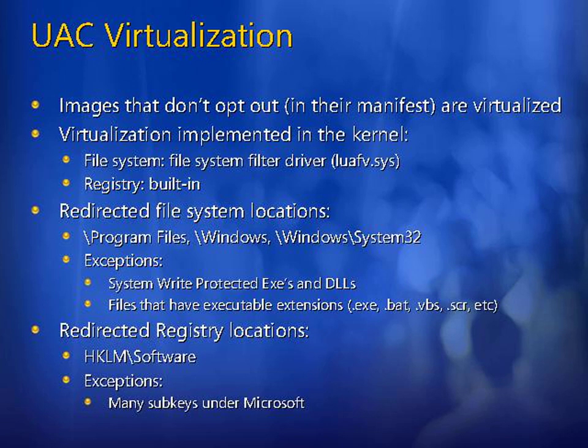That all works because of UAC virtualization, which is done at two places. For the file system, a new file system filter driver, luafv.sys, and in the case of the registry, it's built into the registry code in the kernel. There are three locations in the file system that may be virtualized for a process that thinks it needs to write there: Program Files, Windows, and Windows\System32, and in the registry, it's HKEY_LOCAL_MACHINE\Software.